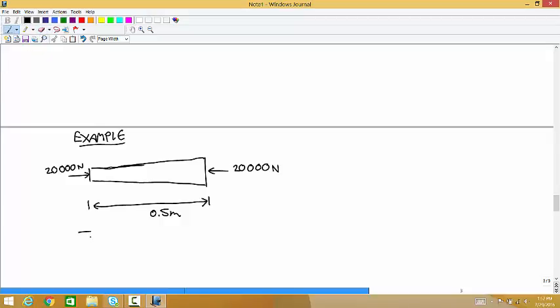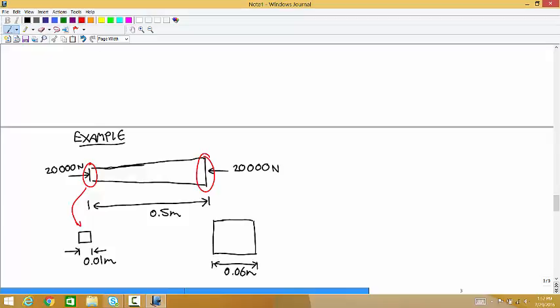At the left end, let's say we have a square cross-section where the lengths of the side are 1 centimeter. And at the right side, we have a square cross-section where the lengths of the side are 6 centimeters. And we want to know what's the elongation.